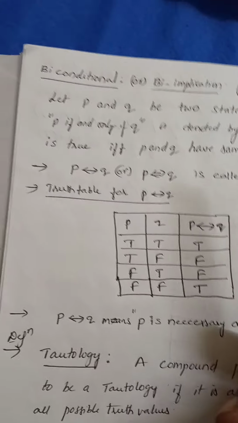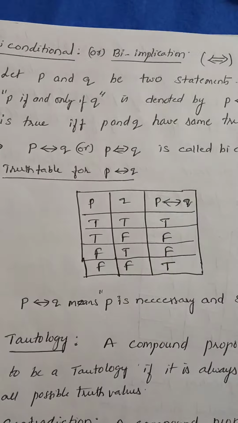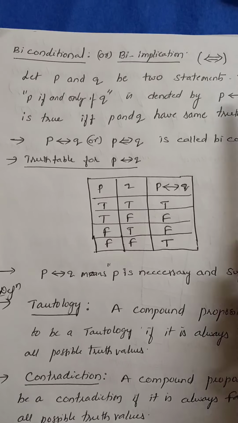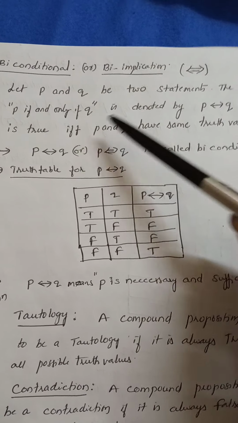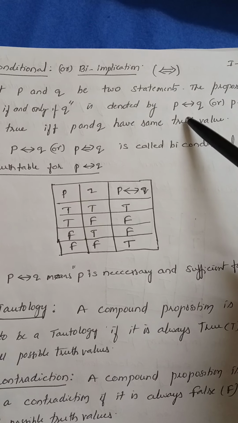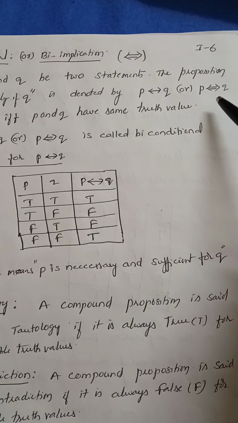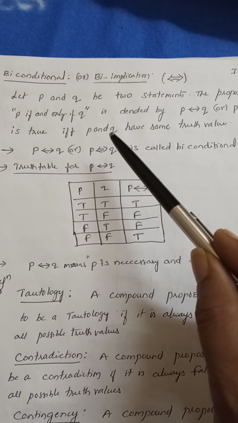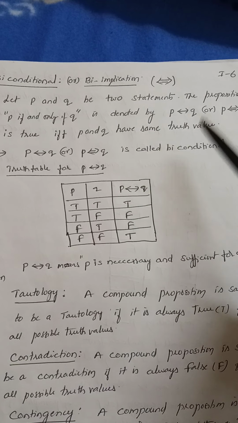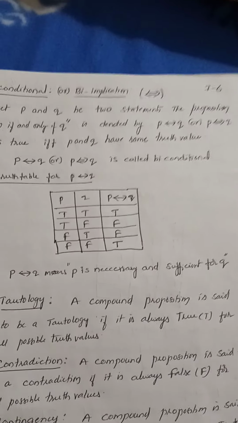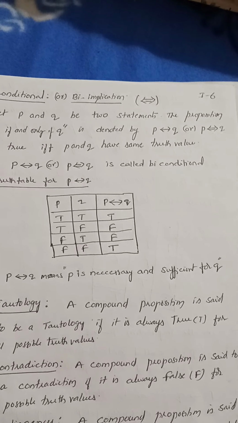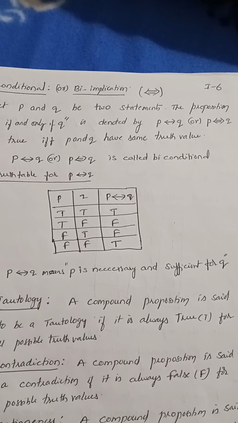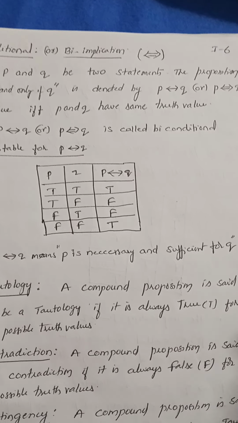Once again, go through the definition. What are P and Q? P and Q are two statements. The proposition P if and only if Q is denoted by P, a double arrow, Q. It is true if and only if P and Q have the same truth values. The truth value of the biconditional is true if both propositions have the same truth value.